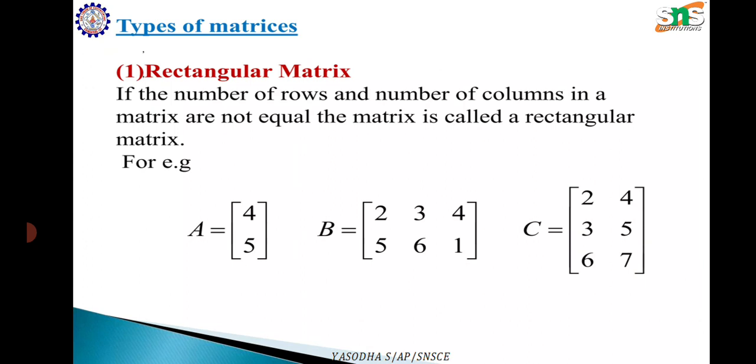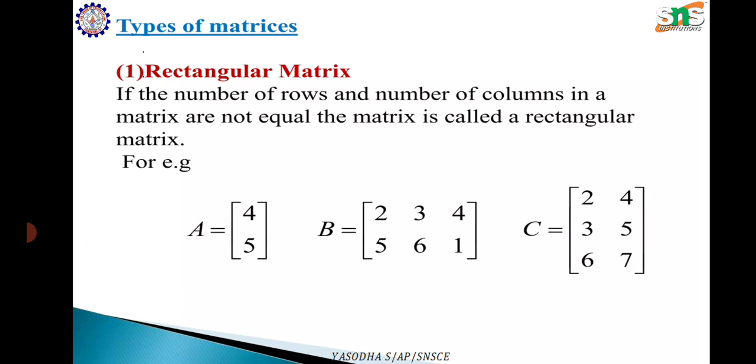Let us take a matrix A. What is the order of the matrix A? The order of the matrix is denoted by number of rows by number of columns. So number of rows is 2 and number of columns is 1. So the order of the matrix is 2 by 1. What about the matrix B? 2 by 3, so 2 rows and 3 columns. And what about C? 3 by 2, 3 rows and 2 columns. These matrices are called rectangular matrices.